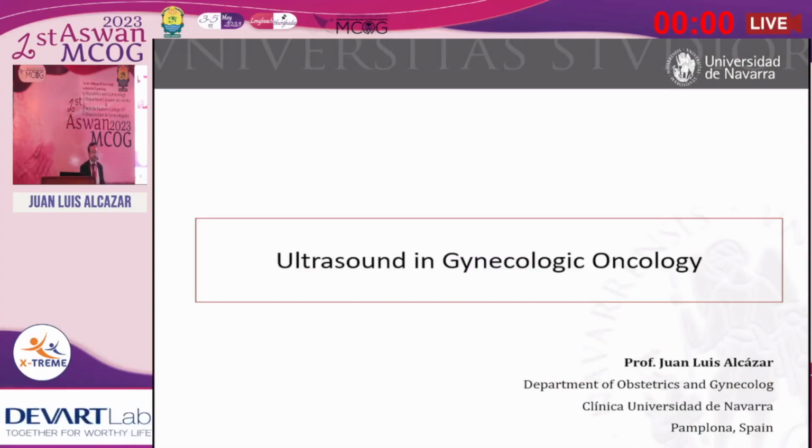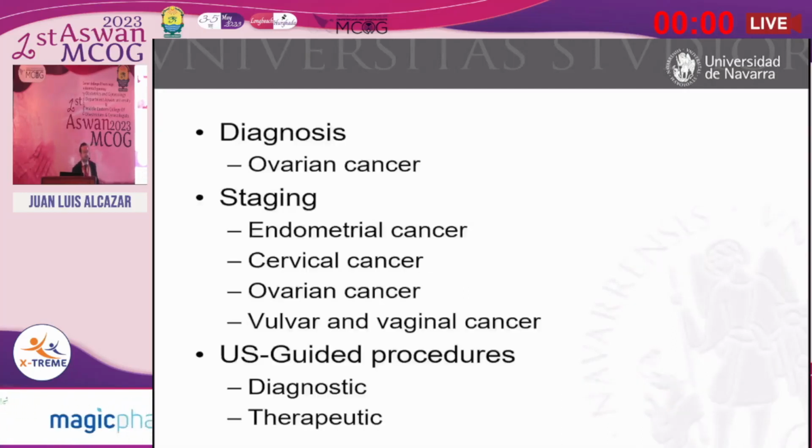The role of ultrasound in gynecologic oncology. So I'm going to talk regarding the role of ultrasound in diagnosis. Basically, this is related to ovarian cancer. And then we will be talking about staging. And for staging, we will talk about endometrial, cervical, ovarian, as well as vulvar and vaginal cancer. And then a couple of slides just to show you that ultrasound is a very important tool to guide some invasive procedures in gynecological oncology.